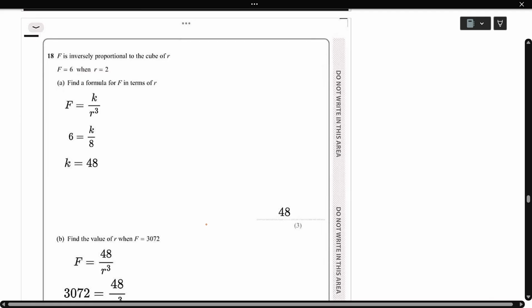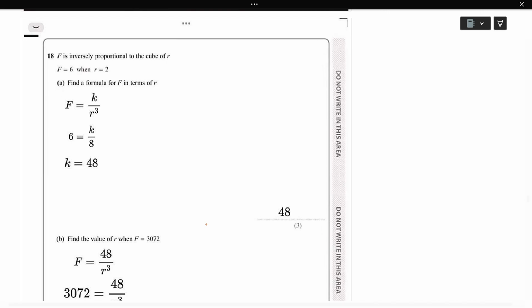The next question: f is inversely proportional to the cube of r, f equal to 6 and r equal to 2. So f is proportional to 1 by r cube. The next line we'll write f equal to k by r cube. Then we substitute f equal to 6, r equal to 2. So 6 equals k by 2 cube, which is 8. Cross multiply, this is 48.